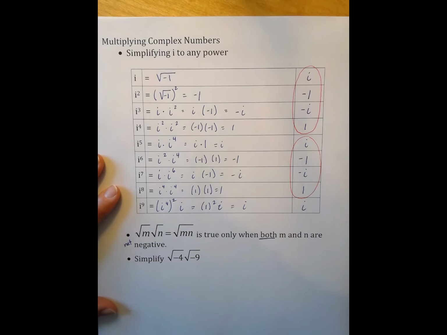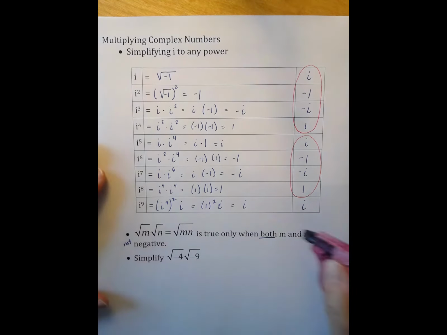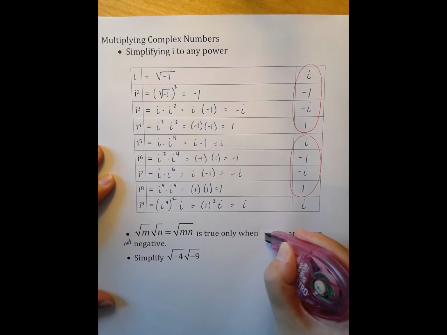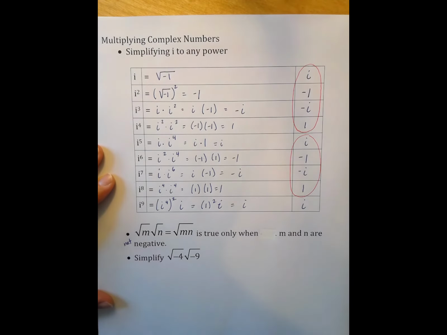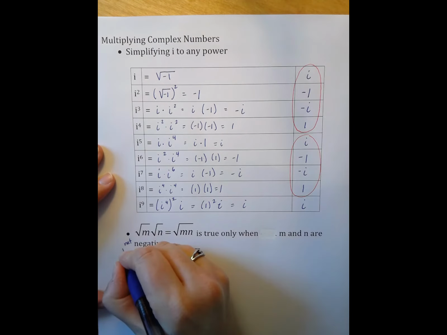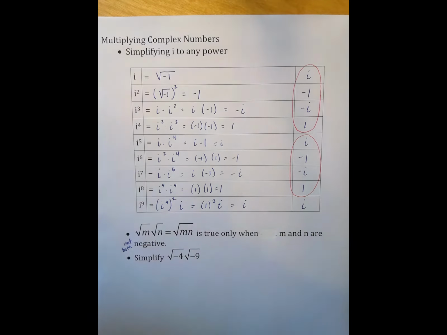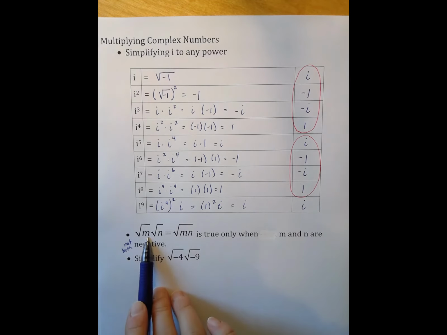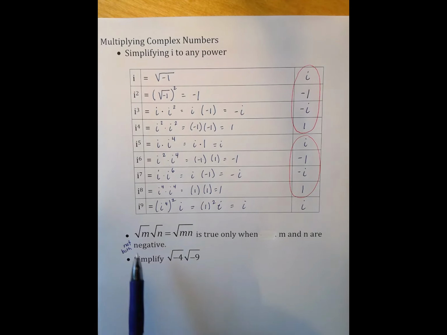not, so maybe we won't say both here, is true when m and n are not both negative. So if m is negative and n is positive, this is true. If n is negative but m is positive, it's true. If both are positive, it's true. The only time it's not true is when both are negative.